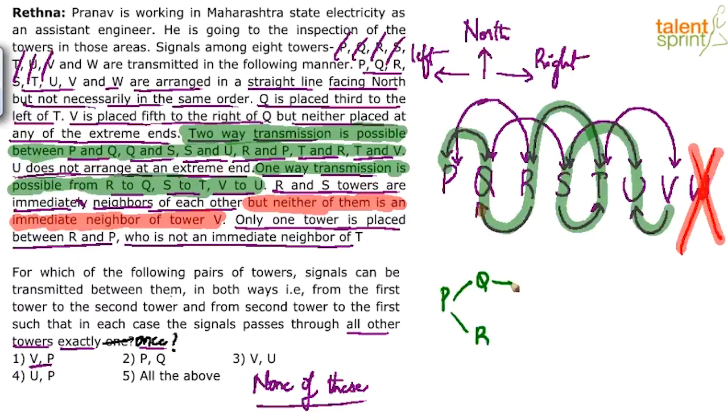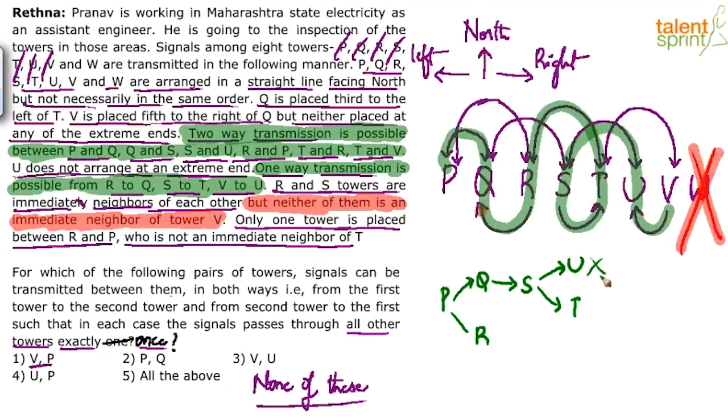So Q to S, right? Q to S. But from S there are two choices. Either I go to U or I go to T. S to U or S to T. From U, at U I end.